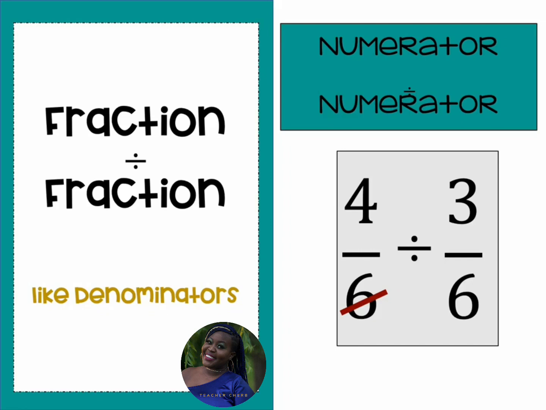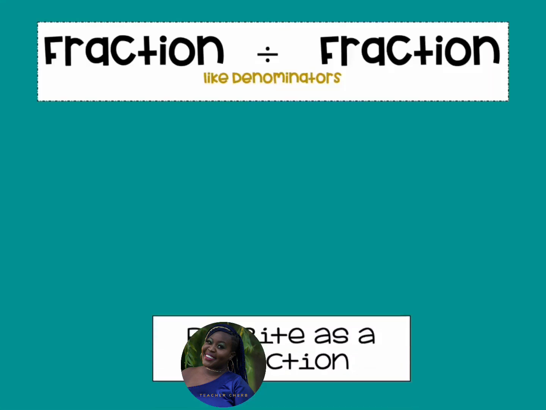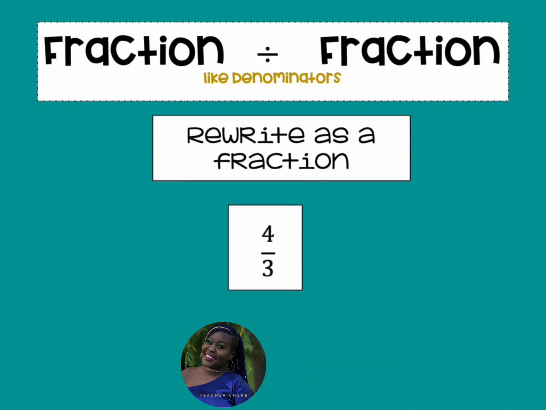Because you ignore your denominators, now you focus on your numerators. So you're going to do numerator divided by numerator, and you have 4 divided by 3. We can write that many ways, but because we're talking about fractions, we're going to write it as a fraction. Remember, you read it from left to right, so our 4 is going to be our numerator, and our 3 is going to be our denominator. Do you remember what we call it when your numerator is bigger than your denominator? Yes, we call it an improper fraction.